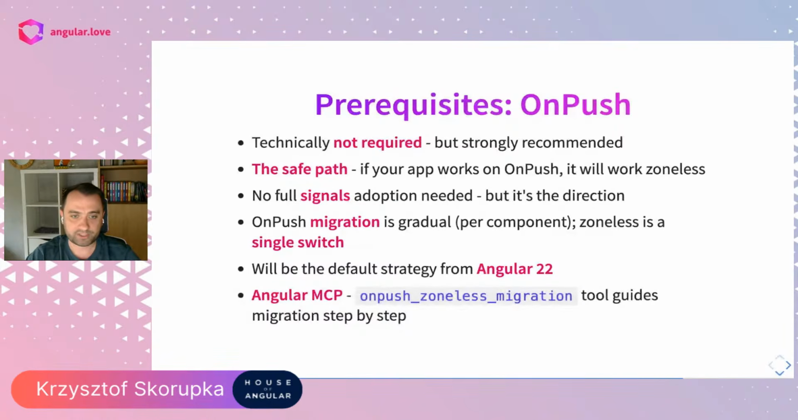It's called on-push zoneless migration. This really guides you in a step-by-step manner on what you should do in order to make your application OnPush or zoneless compatible. It is not really changing any code, but instead it gives your AI agent the hints. You can just point to the whole directory or just a single component and push it to this tool, and it will tell you, you should check this, that, and that. So this basically gives the instructions for your AI agent on what really needs to be done in order to migrate a specific component or directory.